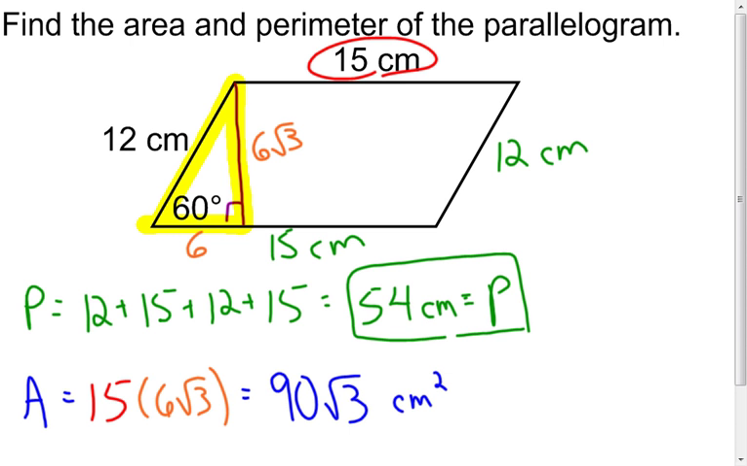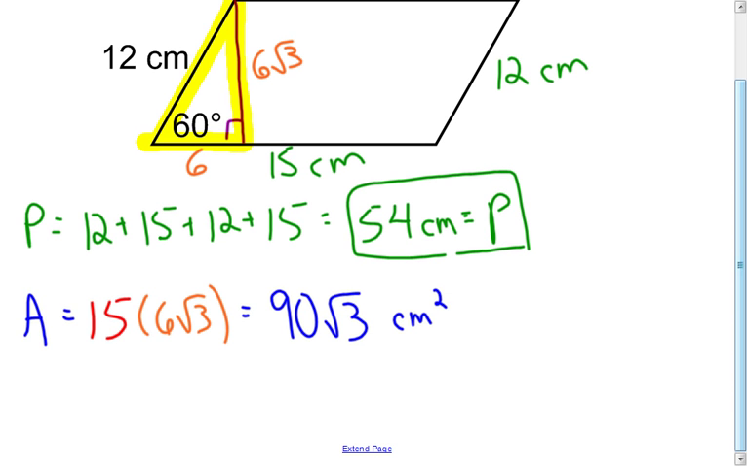Now I can also type that on my calculator to come up with the approximate area of the parallelogram. And the approximate area comes out to be 155.88 centimeters squared.